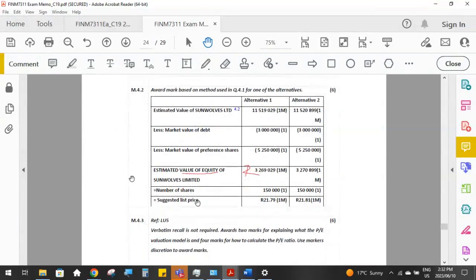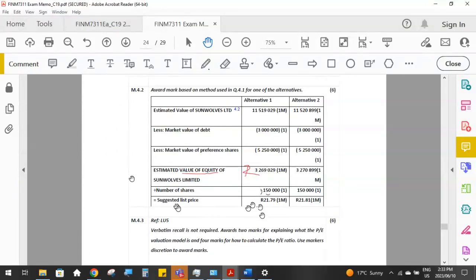So then if we divide the equity by 150,000 shares, that means each individual share is then worth 21.79. So there we have now arrived at, when this company is initially listed, we should be able to get a minimum price of 21.79 Rand per share if we are to sell these shares at their current reasonable value.